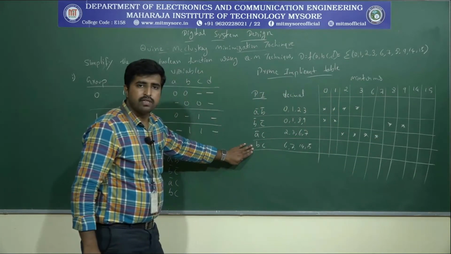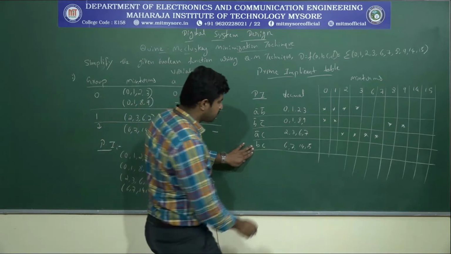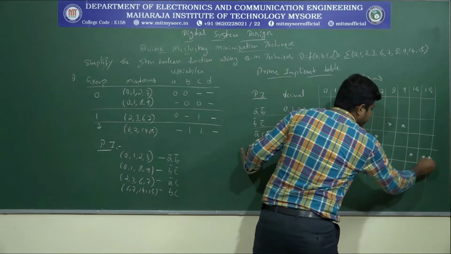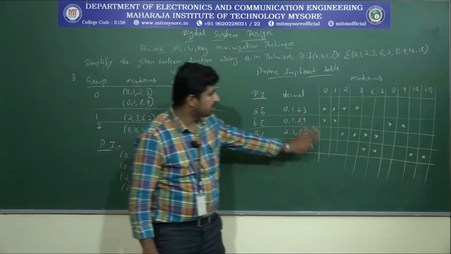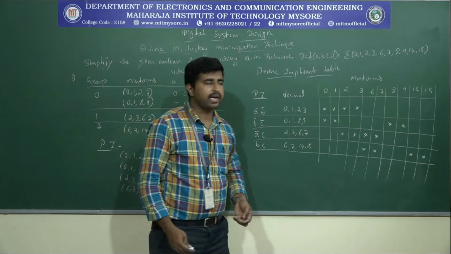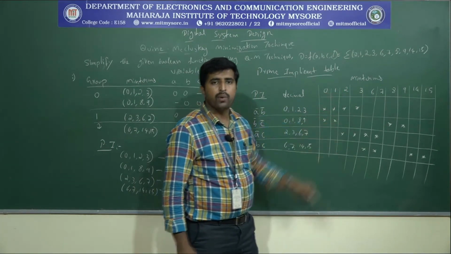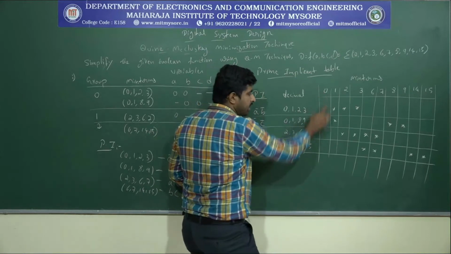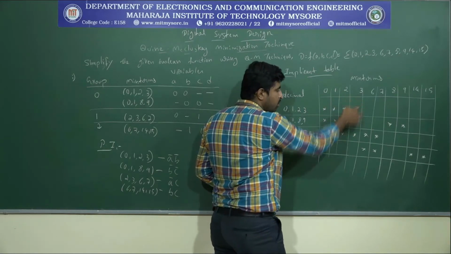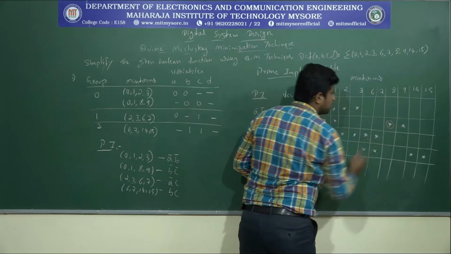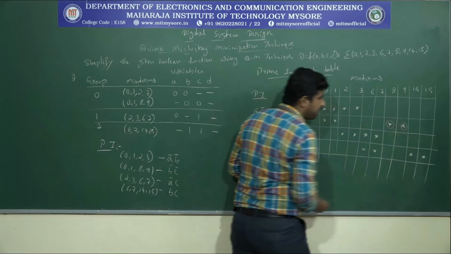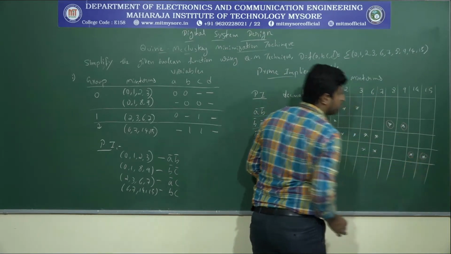Okay. Next, with the prime implicant BC, which covers 6, 7, 14, 15. Okay, so this one. Now we need to identify the essential prime implicants. To identify the essential prime implicant, we need to find the minterm columns where there is only a single entry. Minterm 0 has a double entry, 1 has 2 entries. But minterm 8 has only one entry, minterm 9 only one entry, and again minterm 15 and minterm 14.